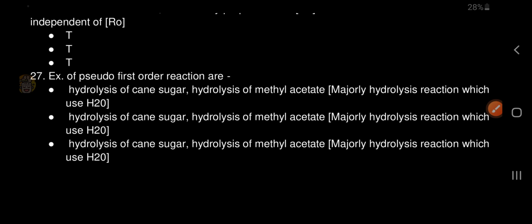reactions which use H2O. Hydrolysis of cane sugar, hydrolysis of methyl acetate, majorly hydrolysis reactions which use H2O.